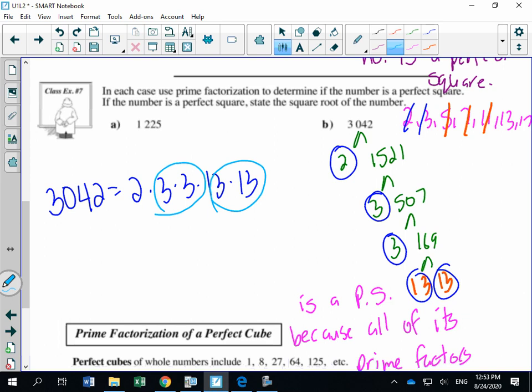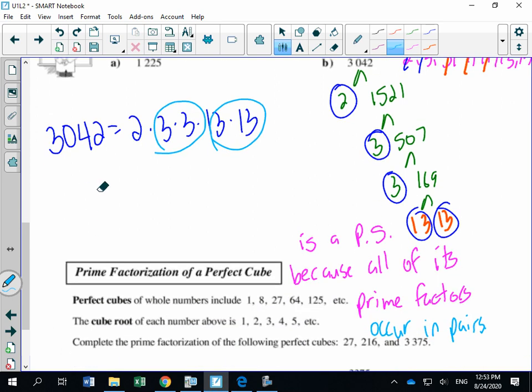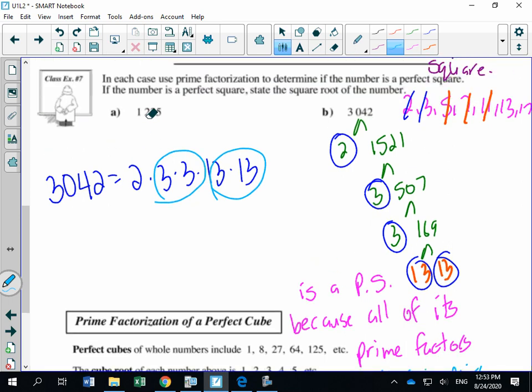Not all of my prime factors occur in pairs. If you have a lone number by itself, this is not going to be a perfect square. On your test, I always give 2 versions, like half the class will write version A, half the class will write version B. Some of you might get a question like A, and your answer will be a perfect square, and we did the sentence.